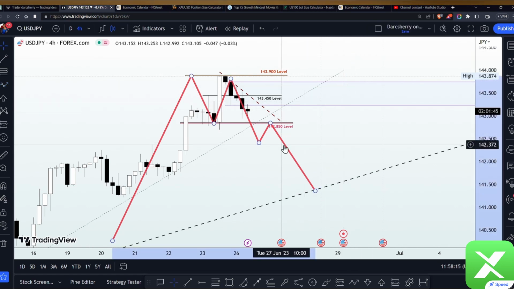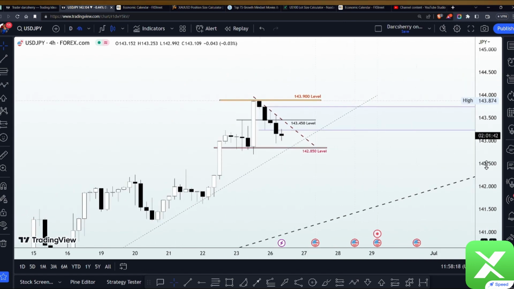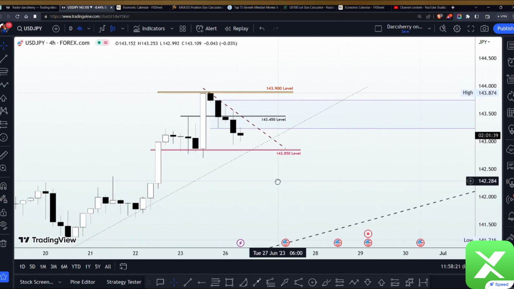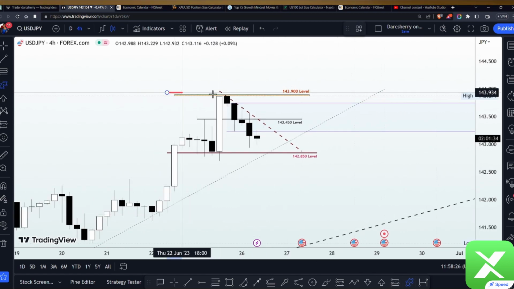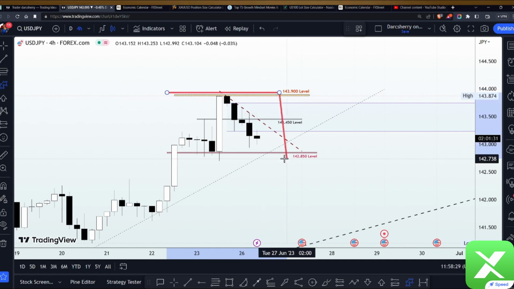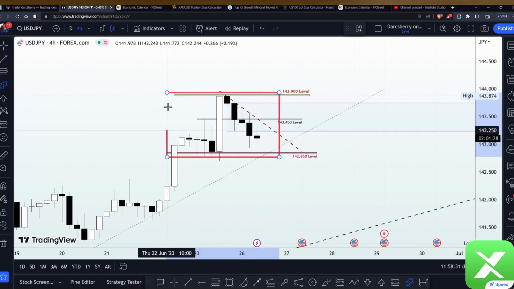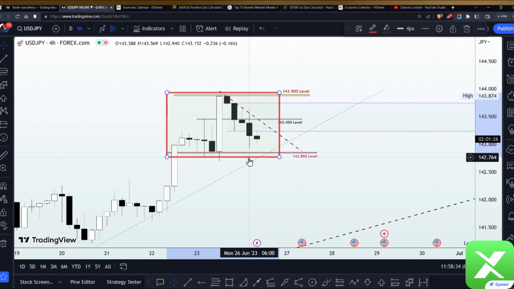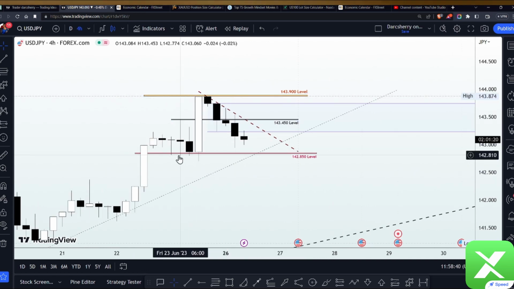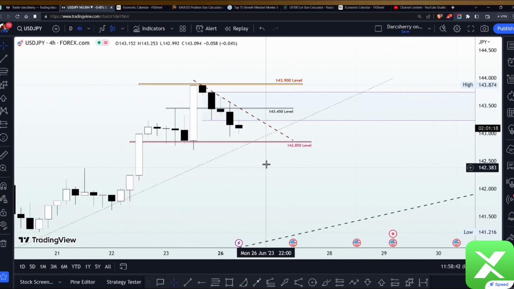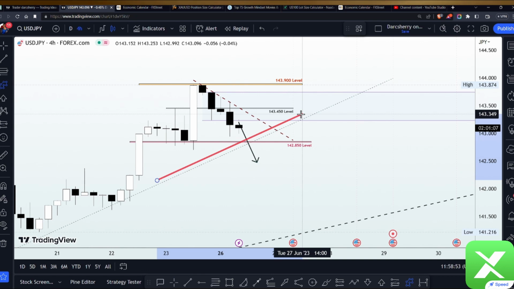So in as much as this perspective is very likely, how do we intend to position ourselves ahead of the New York session today? We already have a channel where price has been ranging between the 143.900 level and the 142.850 area. We have the resistance level and then we have the support line. For me to sell the USDJPY, we would want to see price action break through that support line at 142.850, which also shares a confluence with that ascending trend line we identified earlier.